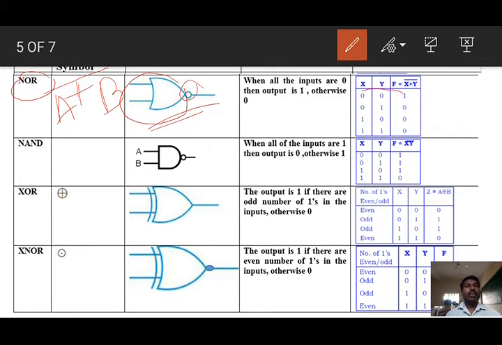The first combination is 0 0. Here you can check all the inputs are 0, so that's why the output is 1. Whereas in all other remaining combinations, not all inputs are 0, so that's why the output is 0. Dear students, you should remember the output condition so that you can easily write the truth table.